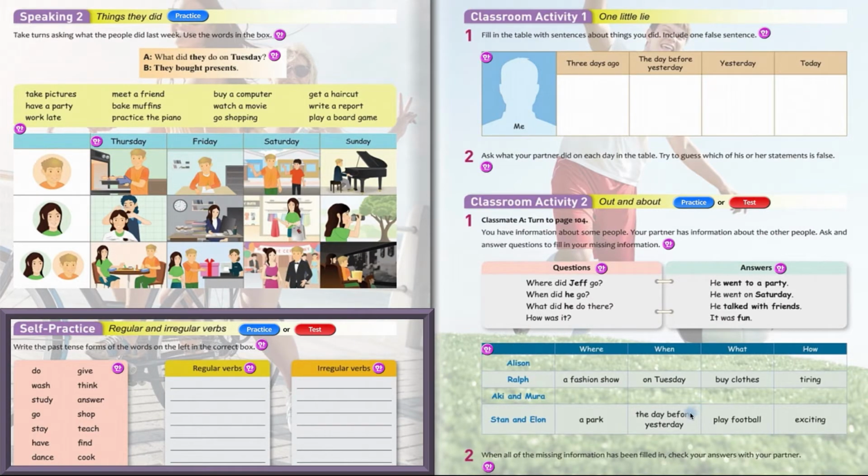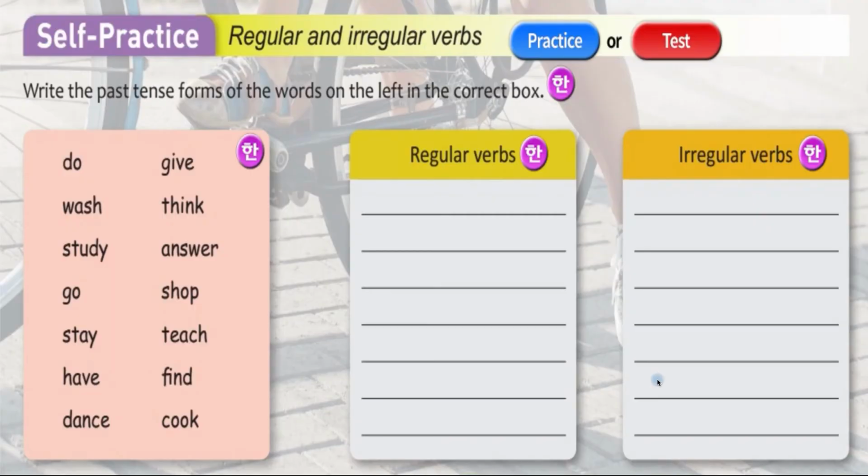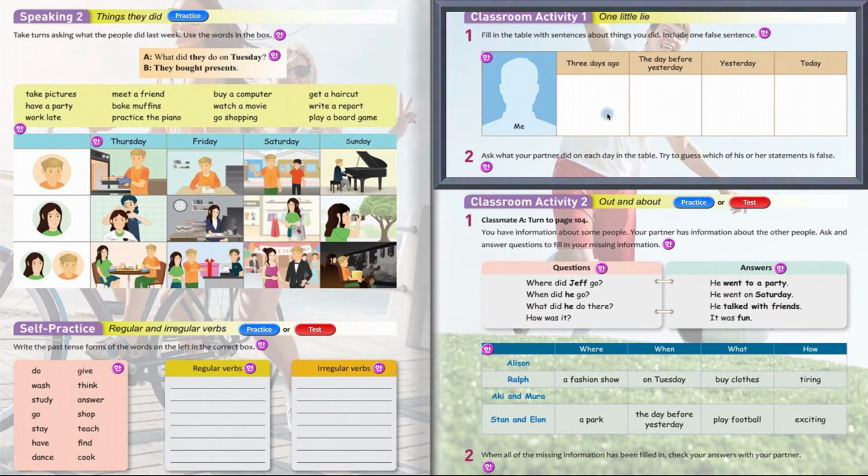Because for now, we want to go on and leave you with a bit of self-practice. In self-practice, you might want to put the regular verbs into their right box. So if you've got do, do would go into irregular as did. Wash will go wash, studied and went, and so on. You have to fill out the rest yourself. So that's some self-practice. Something to do at home in your free time. Lucky you. Don't thank me.